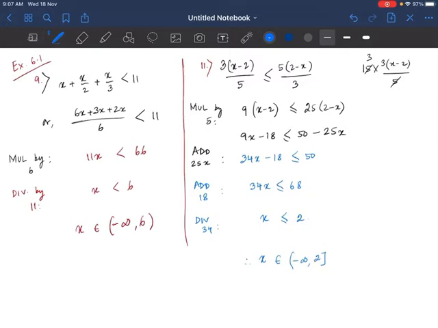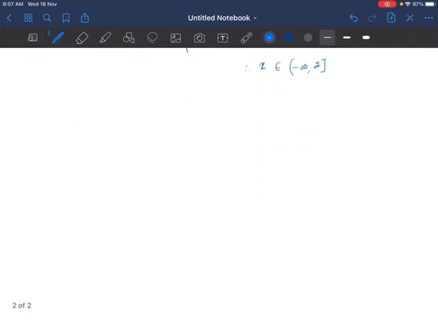Okay, this is question number 11. Let's do question number 12. So question number 12, what we have is half of (3x by 5 plus 4) greater than or equal to 1 by 3 x minus 6. So this is what we have.